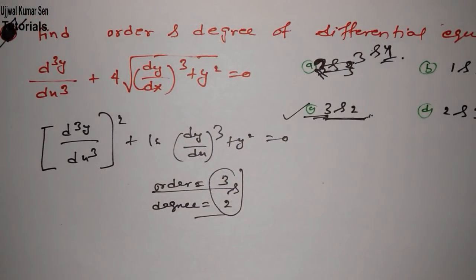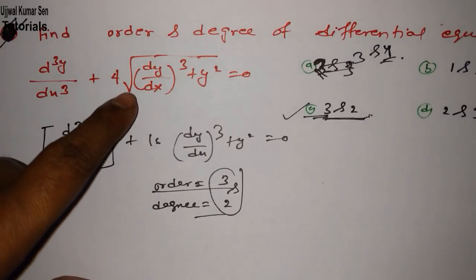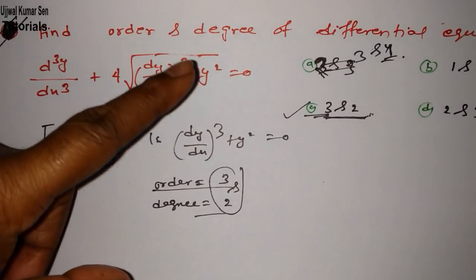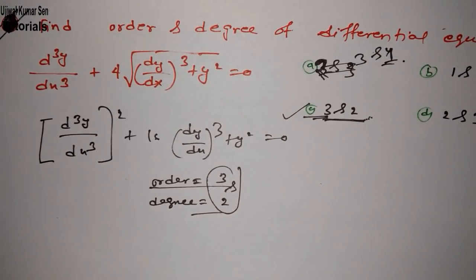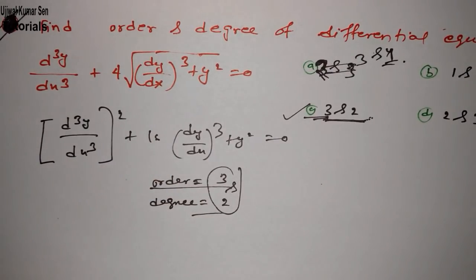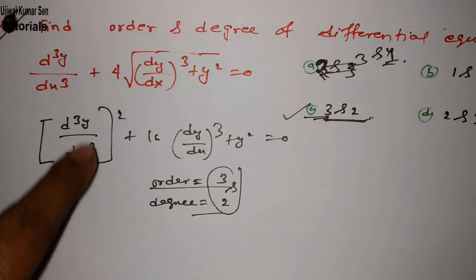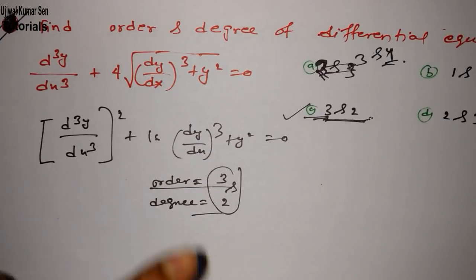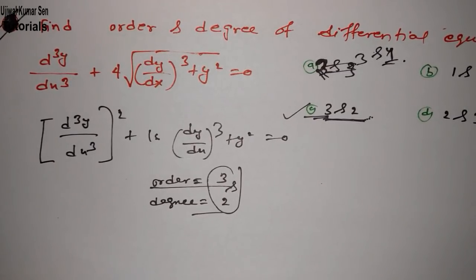So the trick, or the concept you need to have in this question, is that you need to remove this root. If there is a cube root, you have to remove it too. Then you need to solve. First you have to make the equation like this, then you can solve it. Okay, so this is the rule for finding out the order and degree of the differential equation. You have to follow this rule.